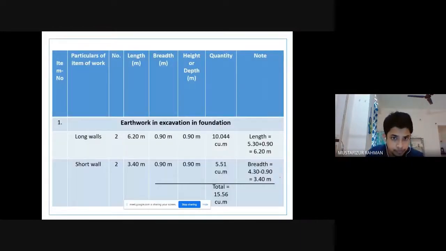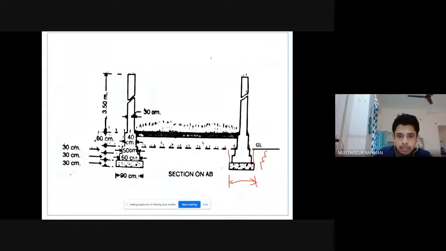Fine. Now, this is in tabular format, showing how we will calculate the different excavation work, brick work, etc. Firstly, earthwork in excavation in the longer side. Now the length of the longer side will be how much? 5.3 meter is the center to center length. Now we want to find this length from here to here. We have to excavate the entire length because there is foundation below the walls.